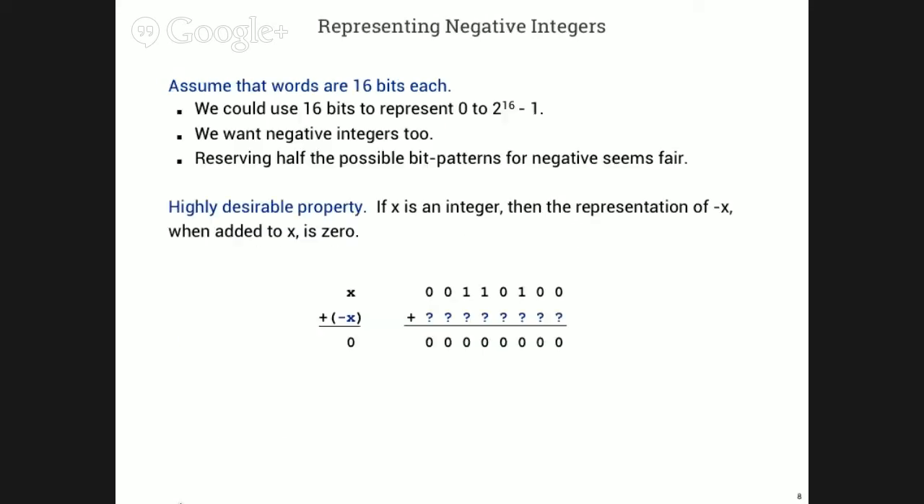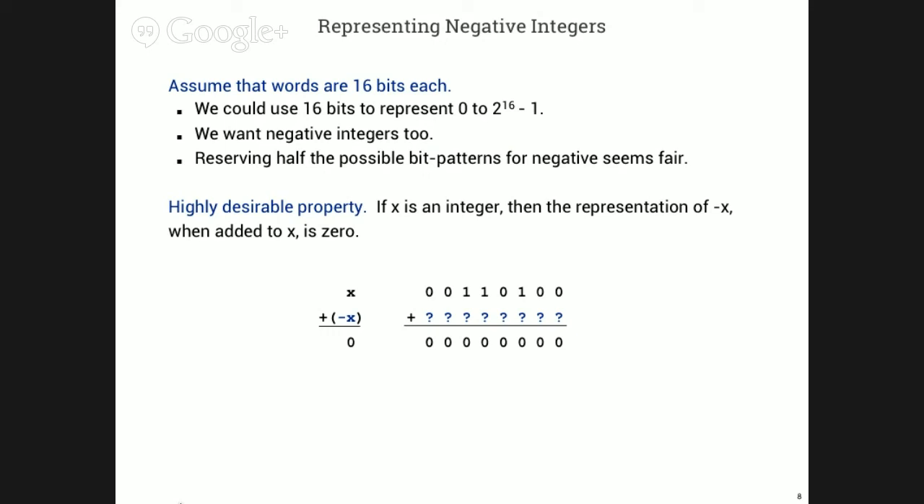So, we want something for negative numbers. We want them to have a certain property. We want them to be so that x is a positive integer, and we have the representation of minus x. When we add these two together, we want 0. x plus minus x is 0. So we want this property of our representation of negative numbers. This representation only makes sense if we have a limited number of bits.